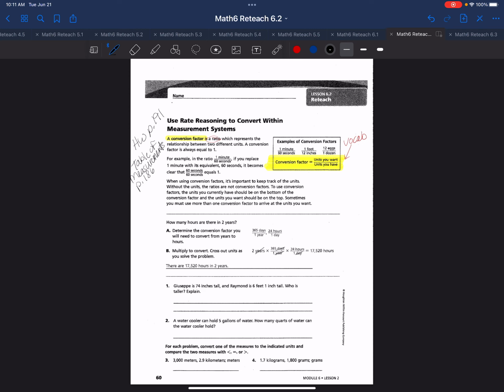And most of these problems are dealing with large numbers. So I encourage you to pause this video and complete these problems on your own first, and then check your answers. So here we go. How many hours are there in 2 years? So hours is the units I want to have, and 2 years is the units I have.